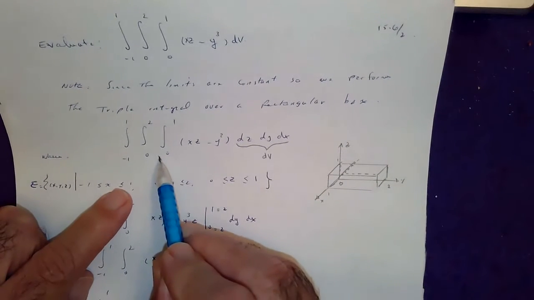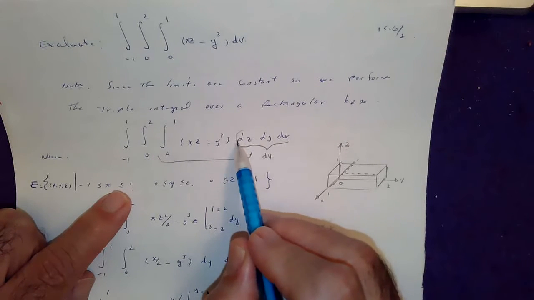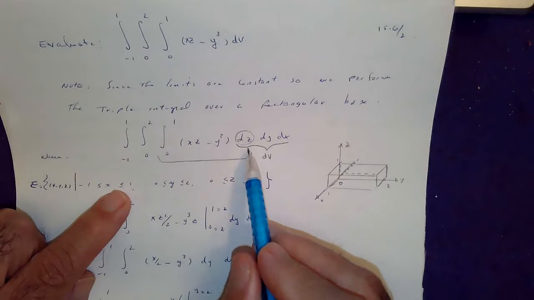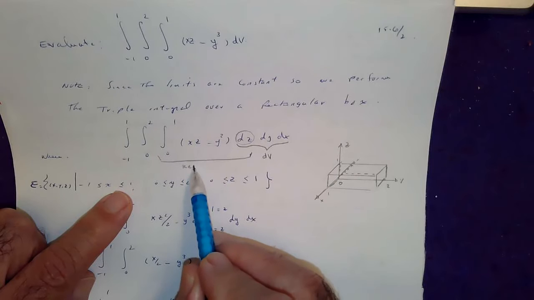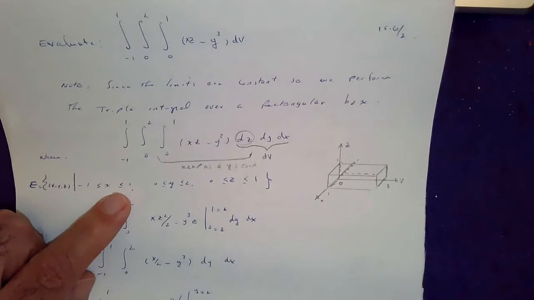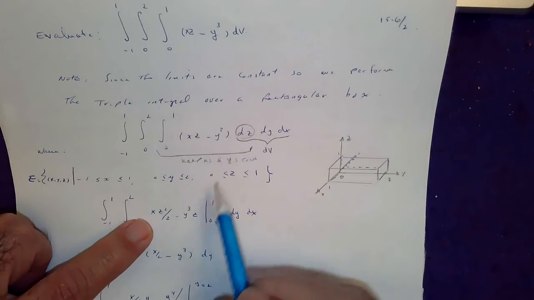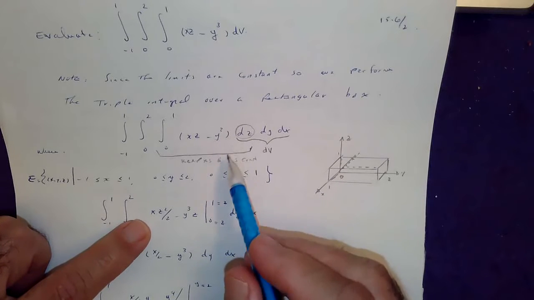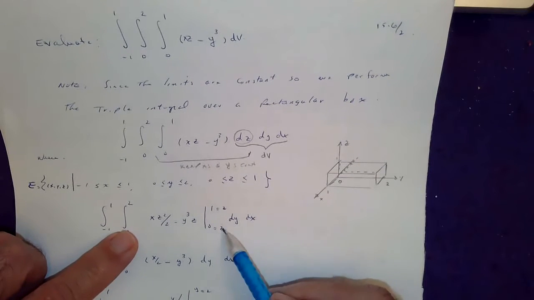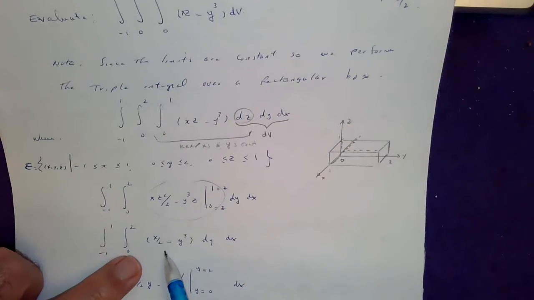Well, as I said, you start from the innermost integral. So notice first you integrate this function with respect to z. You keep x and y constant. So what you get is what? x z squared over 2 minus y cubed times z. But z goes from 0 to 1, so evaluate this. And then you would get this.